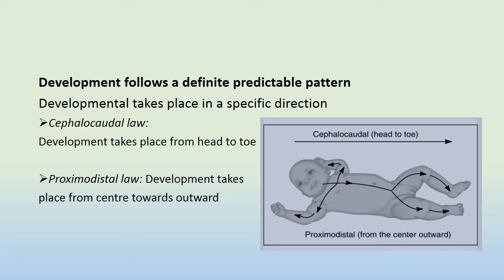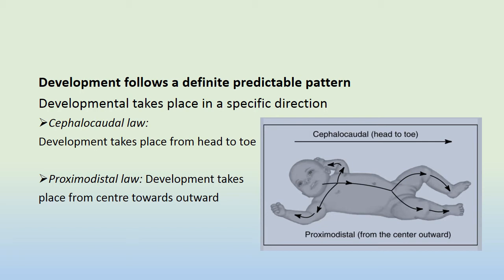Another factor very important for growth and development is that development follows a definite predictable pattern. So we can predict in which pattern the development will take place. And when we talk about human growth and development, it also takes place in a specific direction. Growth can be undesirable, but when we talk about development, it is always in a particular direction. So there are mainly two principles that govern development. One is the cephalocaudal law, and the other one is the proximodistal law.